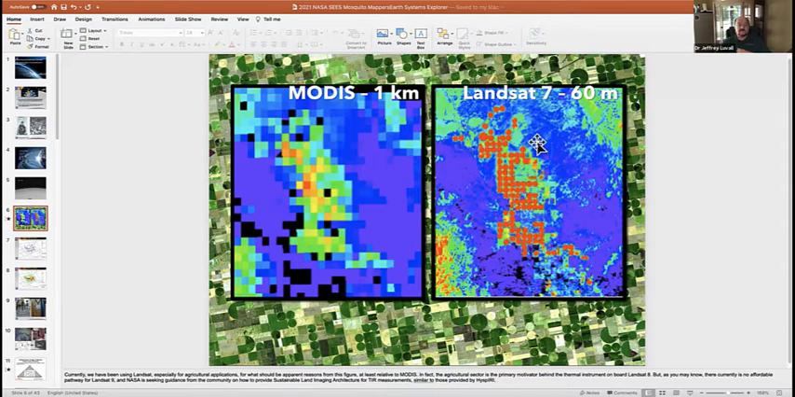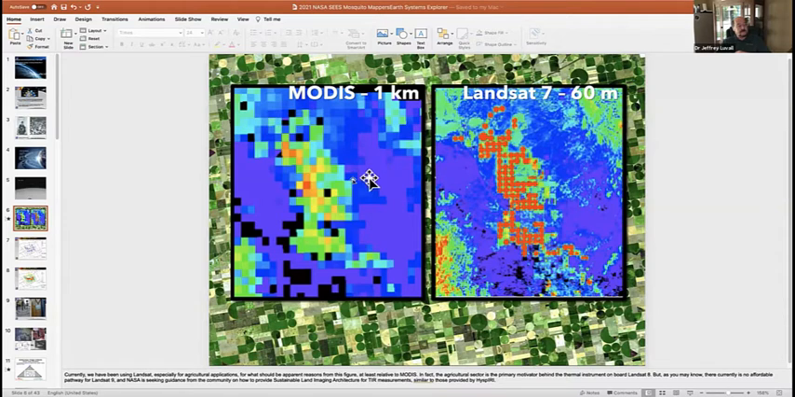So it's always a trade-off when we're designing a satellite system. Do you want frequent temporal, looking at the surface a lot, or do you want high spatial resolution? It's always a trade-off. You're not going to get both.